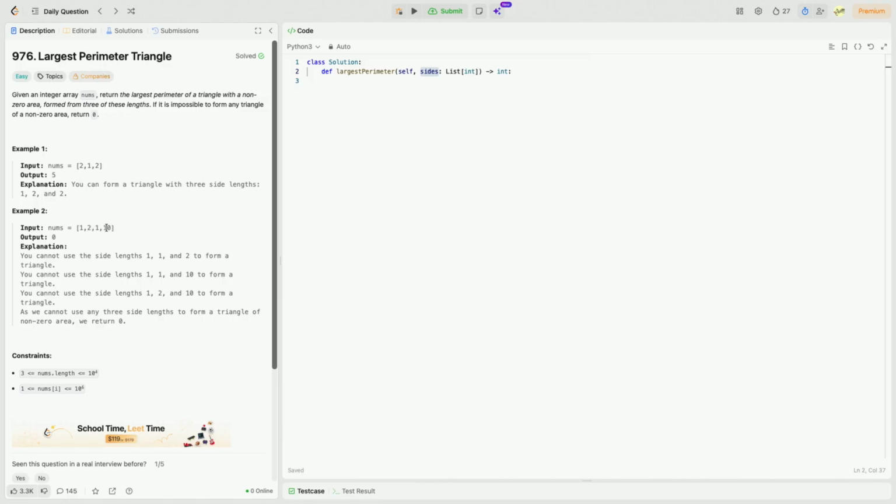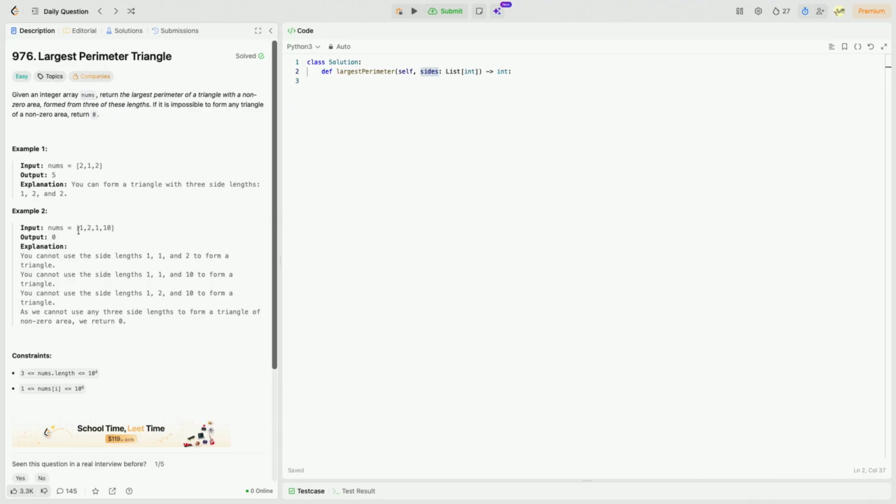So we could just pick 10, 1, and 2, and the results should be... 10, 1, and 2 can't really form a triangle, right? That's not a valid triangle, because if we add those sides together, we have 1 long line, and the 2 short lines are not going to touch each other.